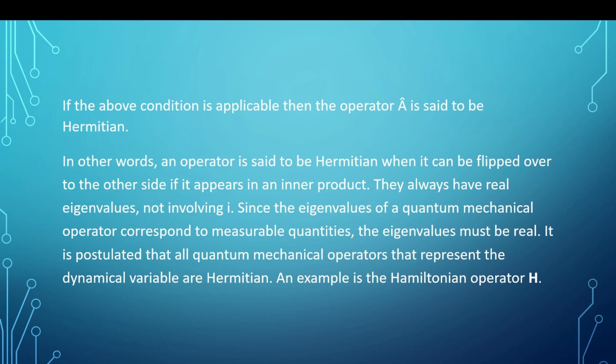In other words, an operator is said to be Hermitian when it can be flipped over to the other side if it appears in an inner product. They always have real eigenvalues, not involving i. Since the eigenvalues of a quantum mechanical operator correspond to measurable quantities, the eigenvalues must be real. It is postulated that all quantum mechanical operators that represent dynamical variables are Hermitian. An example is the Hamiltonian operator H.